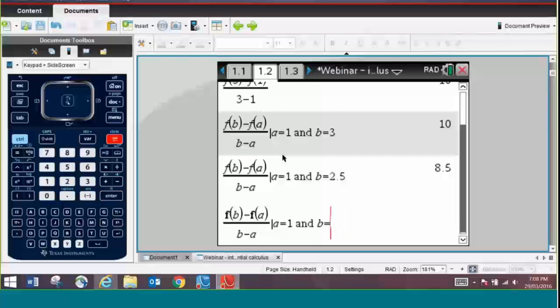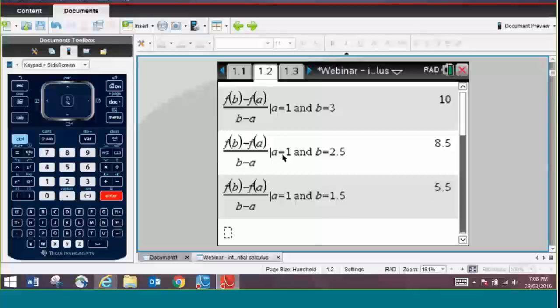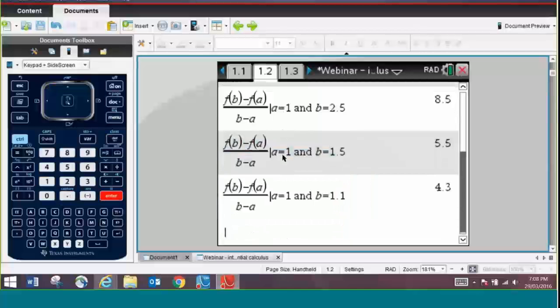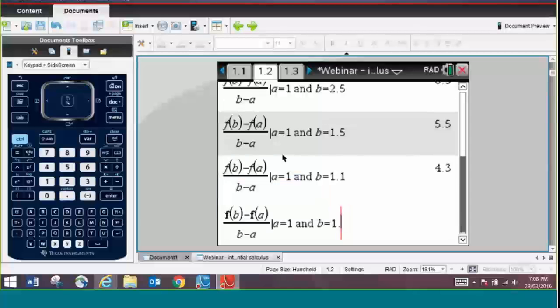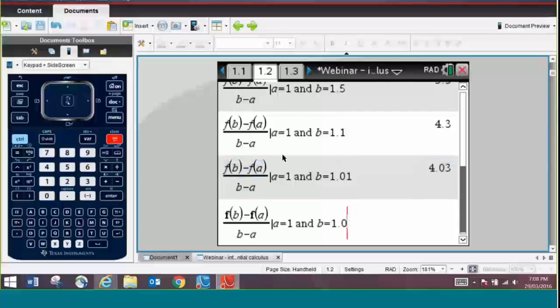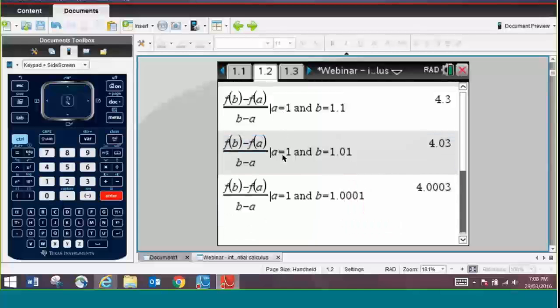If I now go to something like 1.5, you can see that gradient is decreasing as we go, and if I then start going to like 1.1, 1.01, we can see that it looks like it's limiting, and so you can bring in the idea of a limit to your students, that we're getting closer and closer to 4 but never quite getting there.